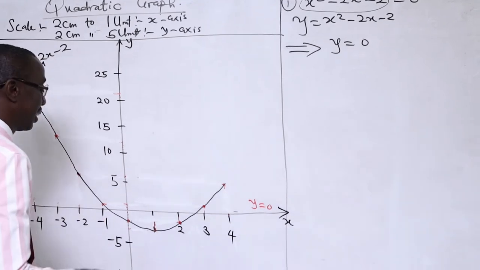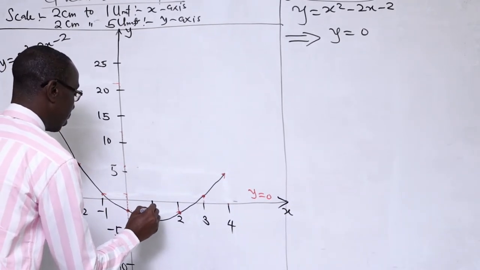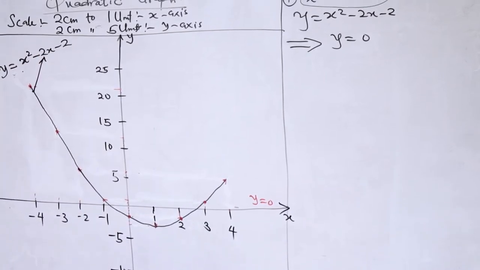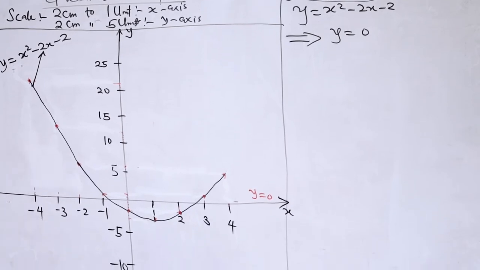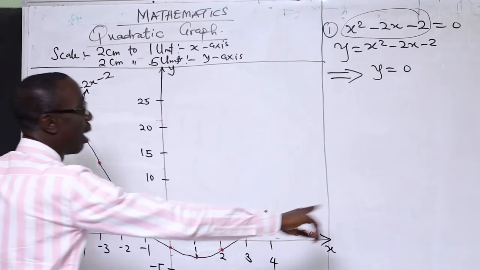Your y-axis is the line of what? Your y-axis is the line of x is equal to 0. Your x-axis is the line of y is equal to 0. Please, let's note that again. It's important.